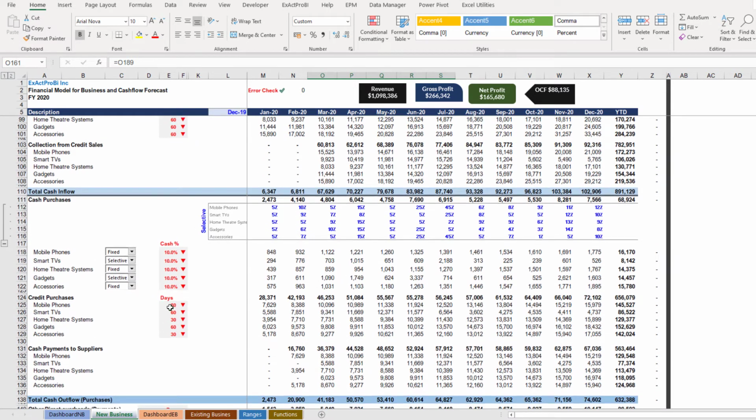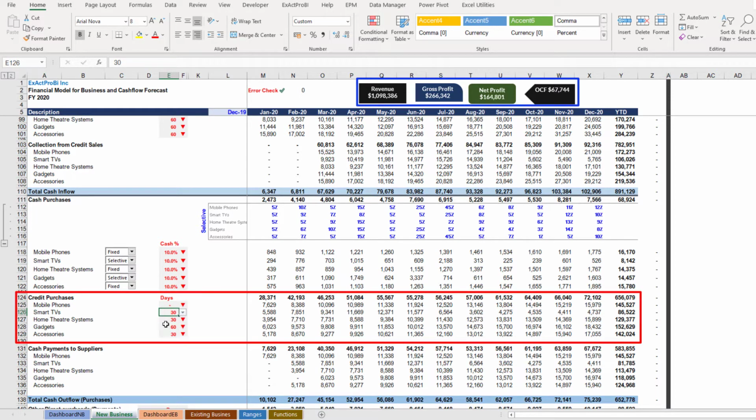Now let's make the situation really worse. So instead of 30 days, let's assume we are paying in the same month. Here also we are paying in 30. Here we are paying in the same month. So basically we are not getting any credit, and here 30. So if we go back here, our cash flow has gone down tremendously. It has gone down to 17,312, instead of around 88 as it was before, right?